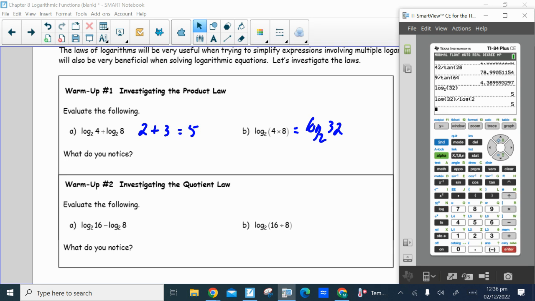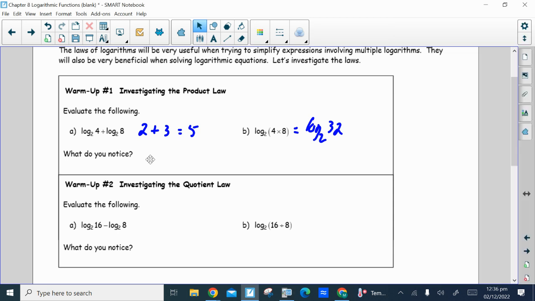Same answer. So what do we notice? Well, we notice that when you do log base 2 of 4 plus log base 2 of 8, it gives you the same answer as log base 2 of 32. That's what we notice.